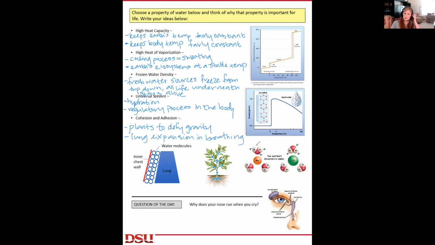Okay, so these are some illustrations here of the inner chest wall, water molecules that are kind of in between the chest wall and the lung. I'm not going to go into the details on it right now. Just remember this is an example for the quizzes, the test. Plants, again, water goes from the roots to the shoots, goes up against gravity. Okay. And then this is an example of solvent capacities because of polar nature.